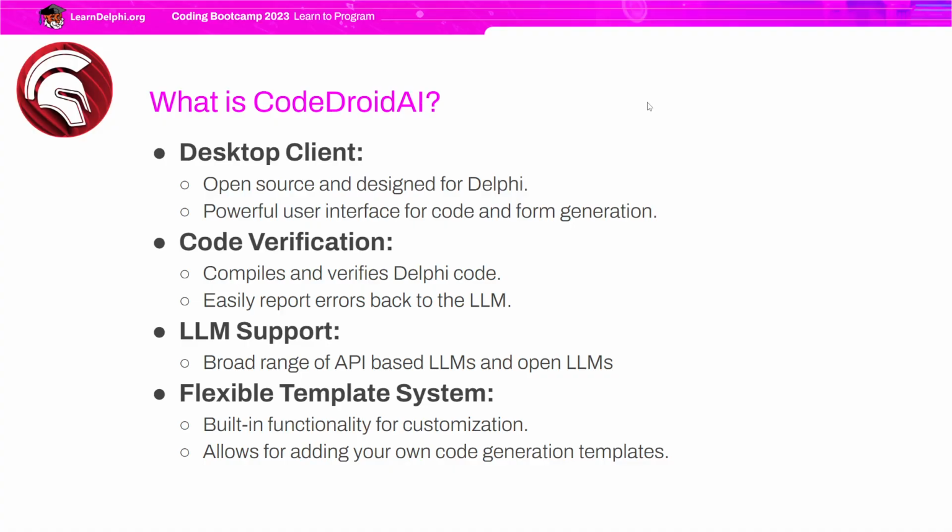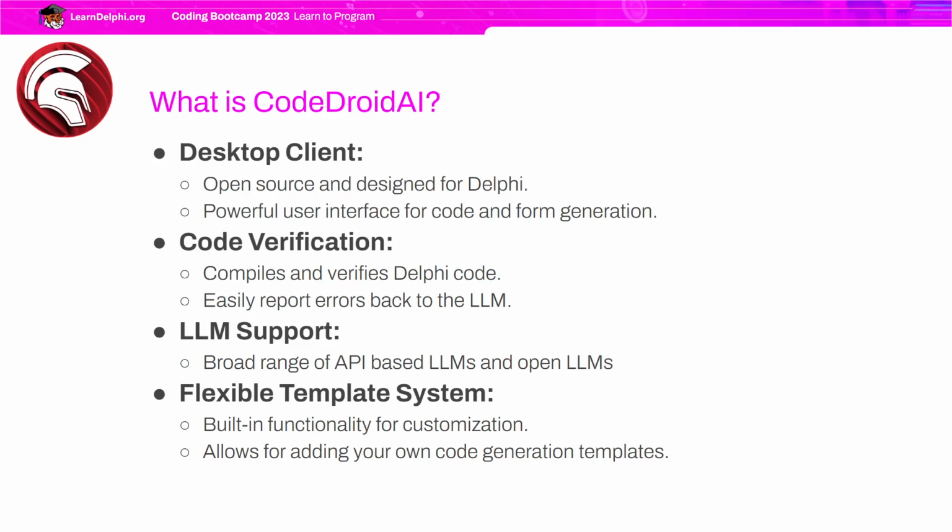So what is CodeDroidAI? It is a desktop client, it's open source, and it's been designed for Delphi. It has a powerful user interface for code and form generation. It also has code verification. The code verification compiles and verifies Delphi code. It easily reports errors back to the LLM that are found in the code.